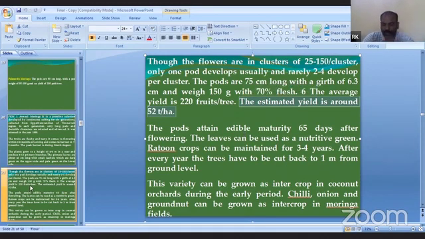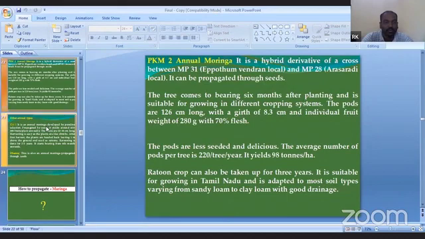Okay, next PKM2. What is PKM2? PKM2 is also annual. PKM1, PKM2, ODC, these three we are focusing on. And why? Because they are preferred for higher production. PKM1 is for fruit, PKM2 is also for fruit, and we use the leaf too. Leaf production is also good. Okay, it is a hybrid.